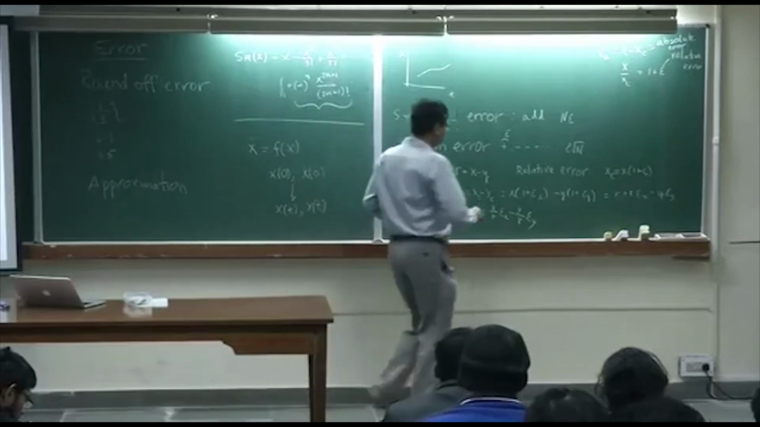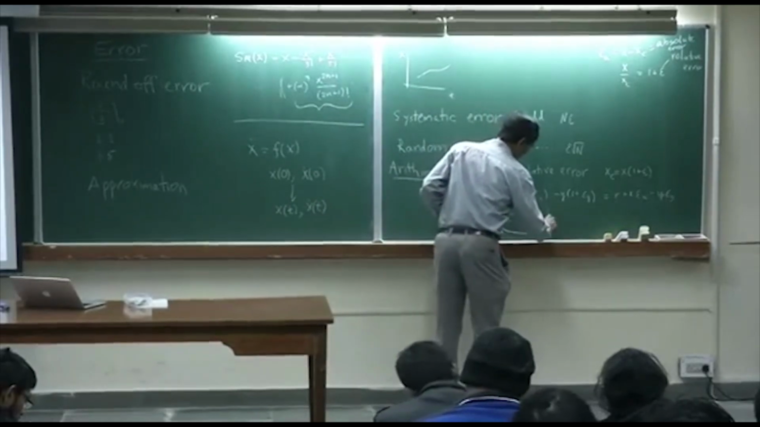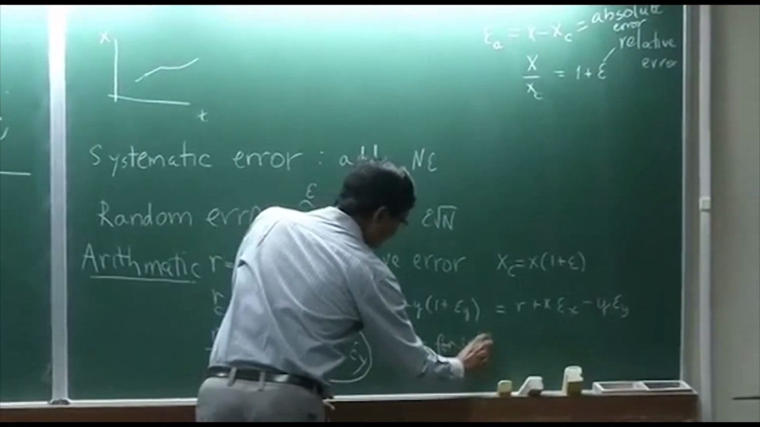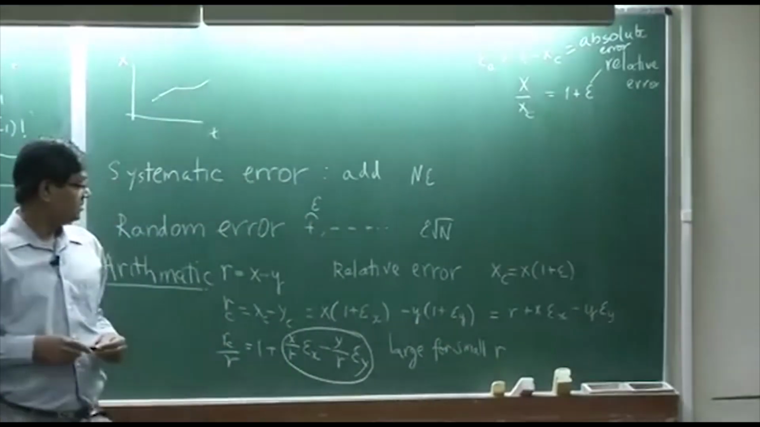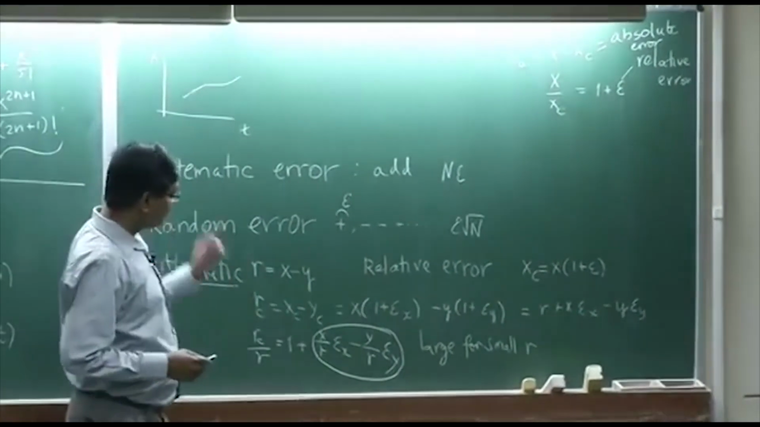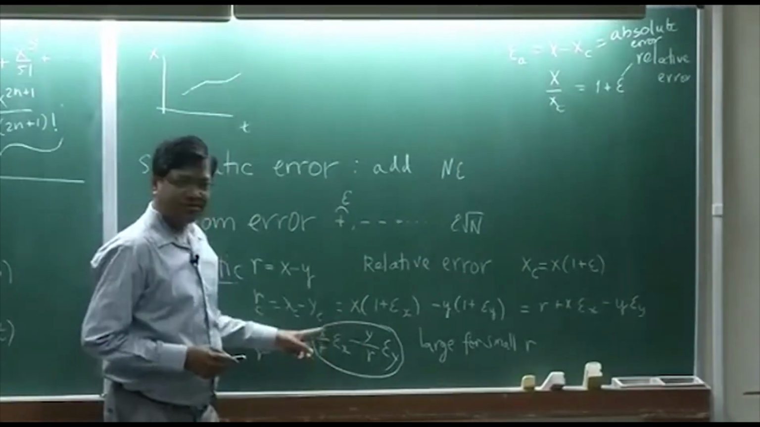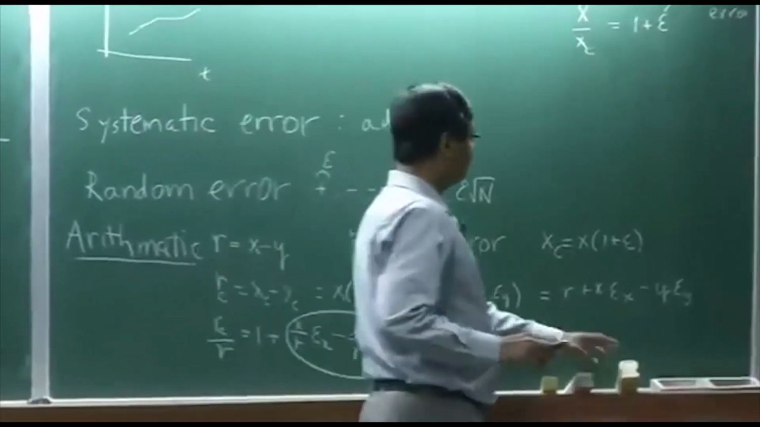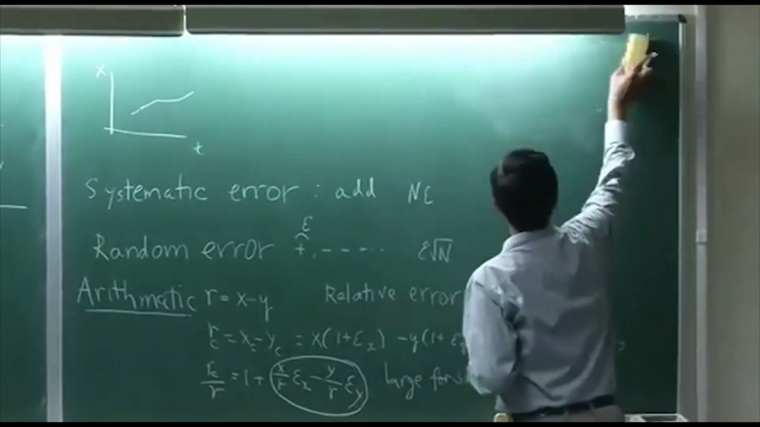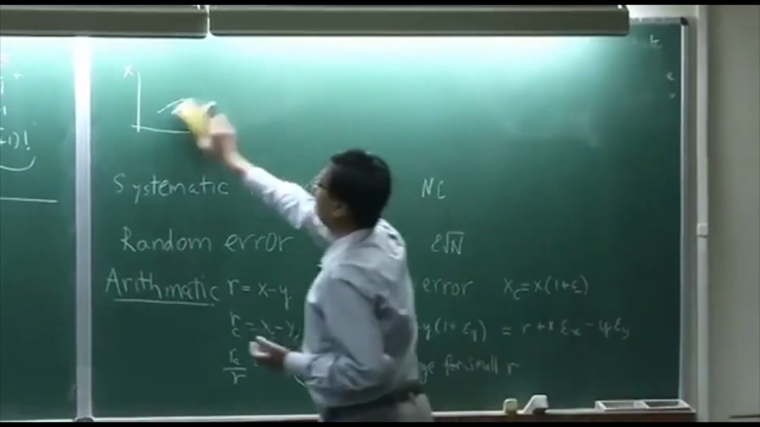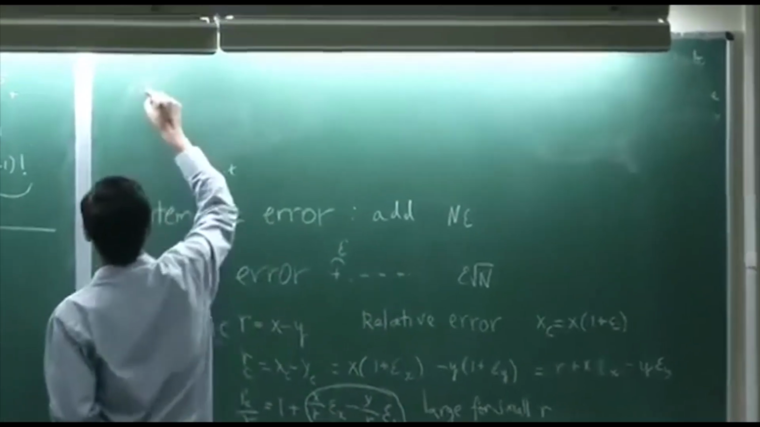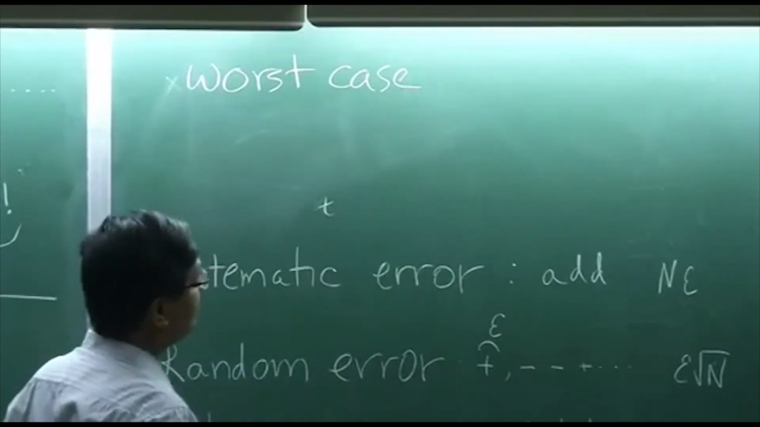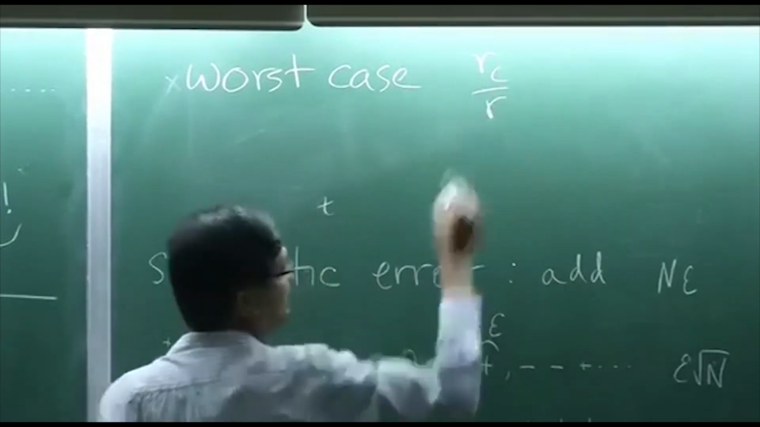So, this quantity is large for small r. How do I estimate this? When x equals y approximately, I am looking at the worst scenario. So the worst scenario is when R is small, the worst case. So RC by R.